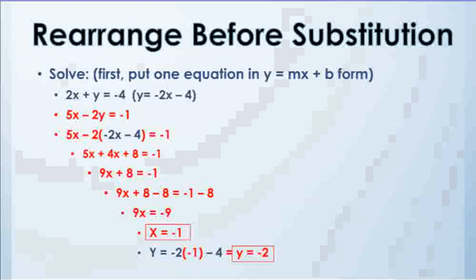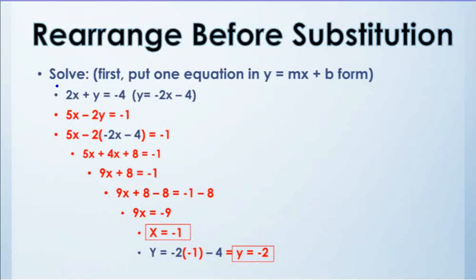Next part, you may need to rearrange before you do some substitution. So our system of equations here is 2x plus y equals negative 4, and 5x minus 2y equals negative 1. In this top one here, I just solved for y. So I subtracted 2x on both sides. This is our new equation rearranged: y equals negative 2x minus 4. Now I have what y equals, I can substitute that in for this y, and that's what you see here. And then we do our distribution and solve for a variable like we did before.